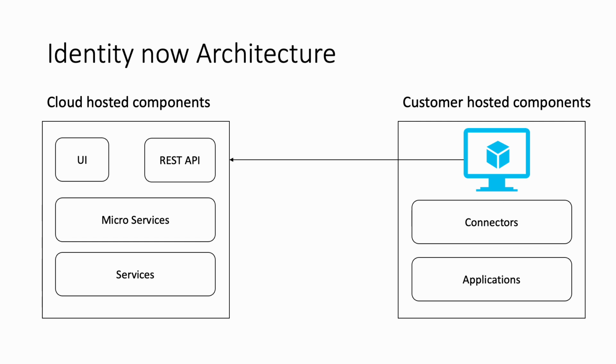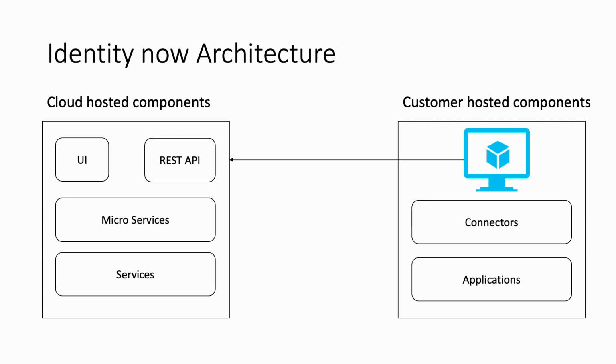The virtual appliance acts as a bridge between the cloud-hosted IdentityNow platform and the customer's on-premises environment. It securely facilitates communication between the cloud and internal systems, handling tasks like data synchronization, provisioning, and integration.